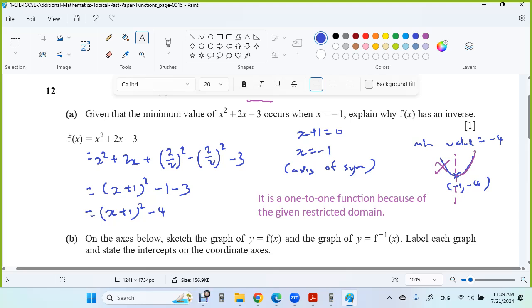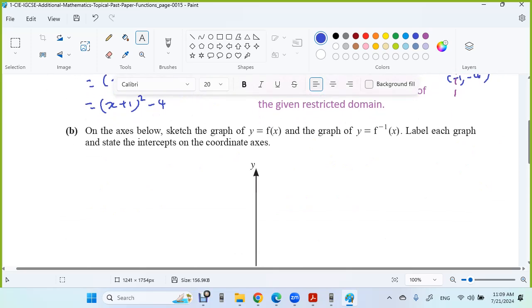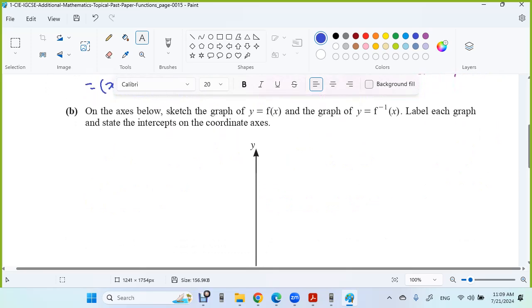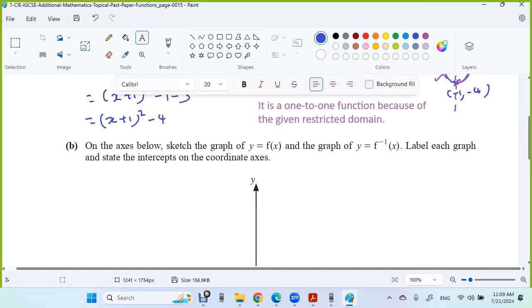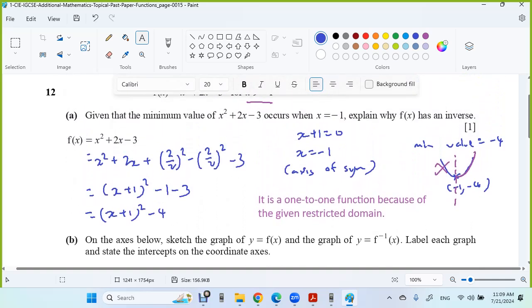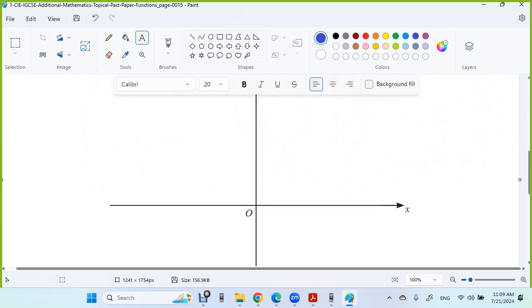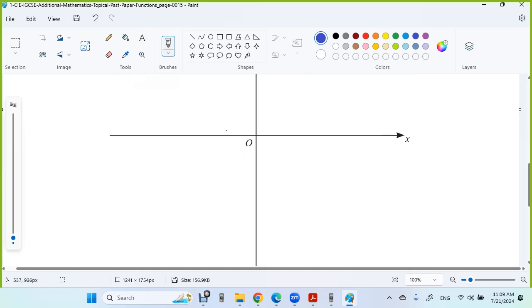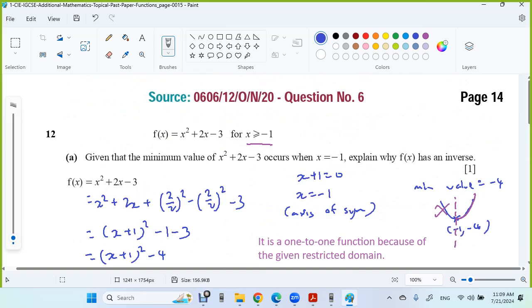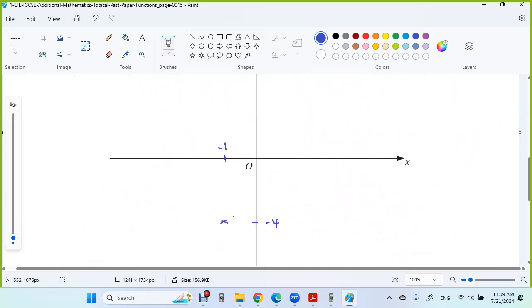On the axis below, sketch the graph of y equals f(x) and its inverse. Label each graph and state the intercepts on the coordinate axes. So this one is (-1, -4). So -1, then -4 is here. The graph is for x greater than or equal to -1, yes. So the graph is something like this.